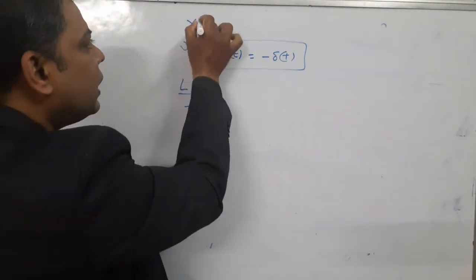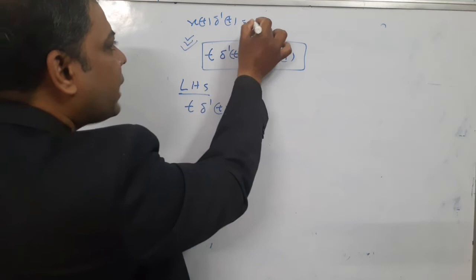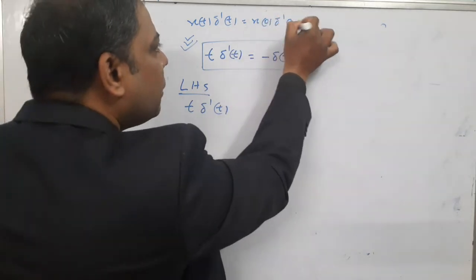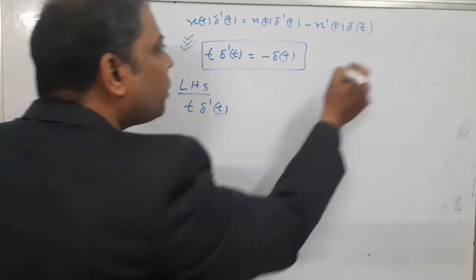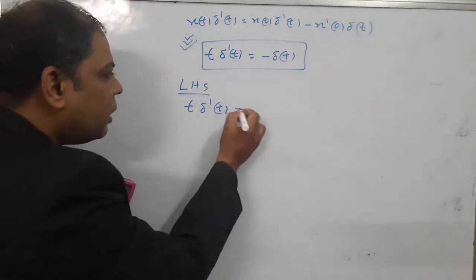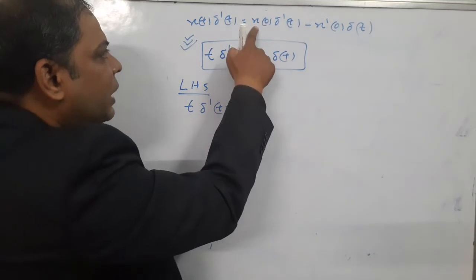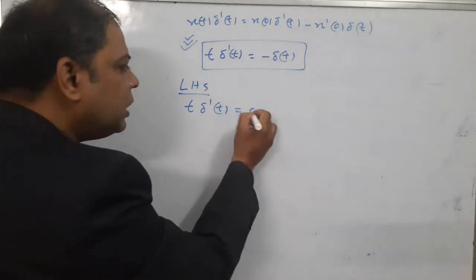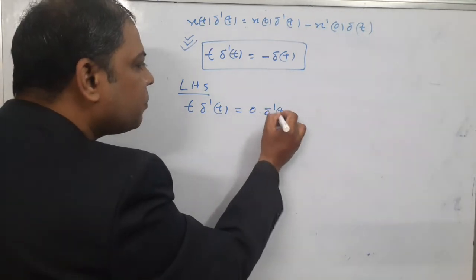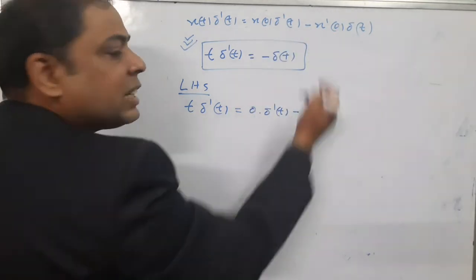See, x(t) del dash t is equal to x(0) del dash t minus x dash(0) del t. This is your product property. Now you have to use it here. So that is equal to x(t). Here x(t) is t, and x(0) is 0. That means 0 into del dash t, minus x dash(0).